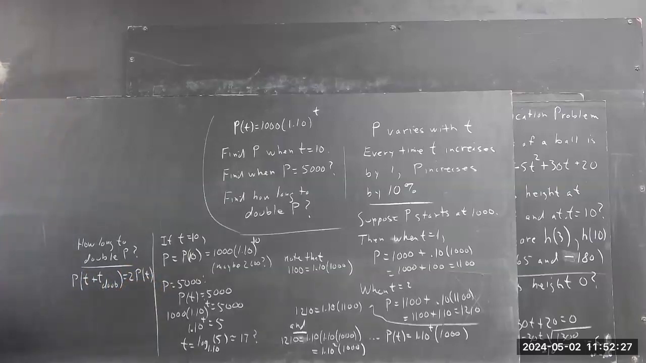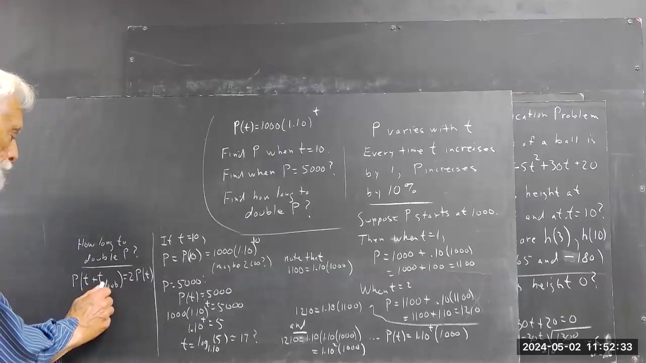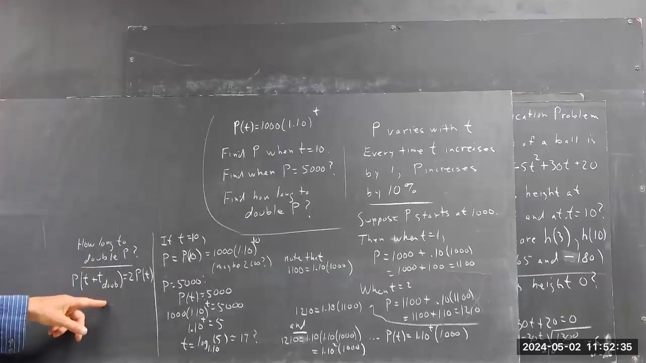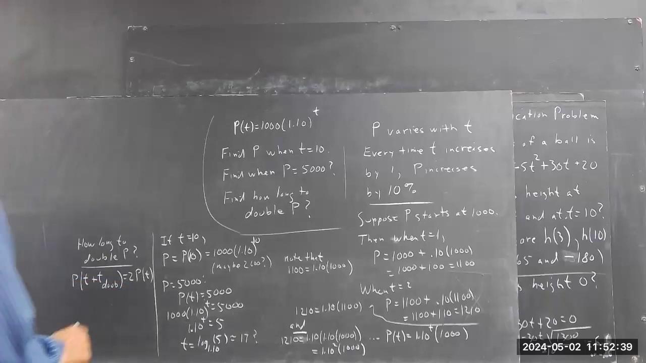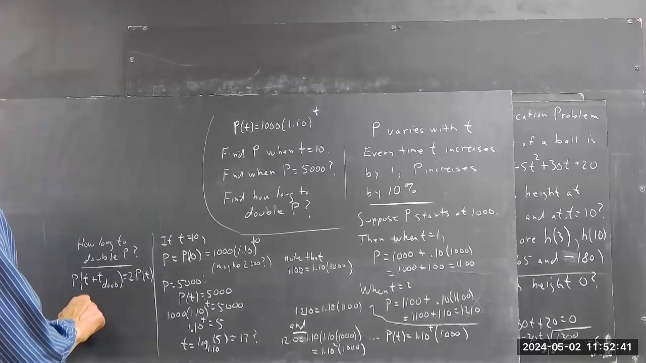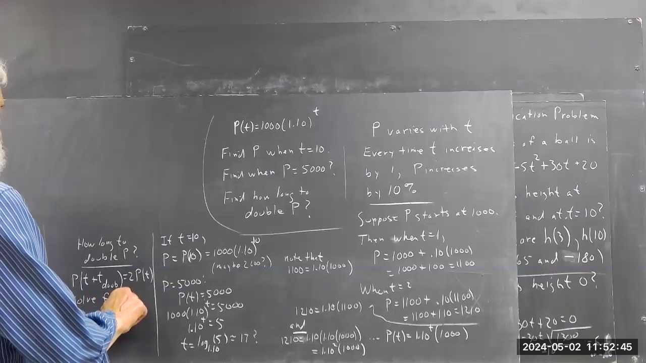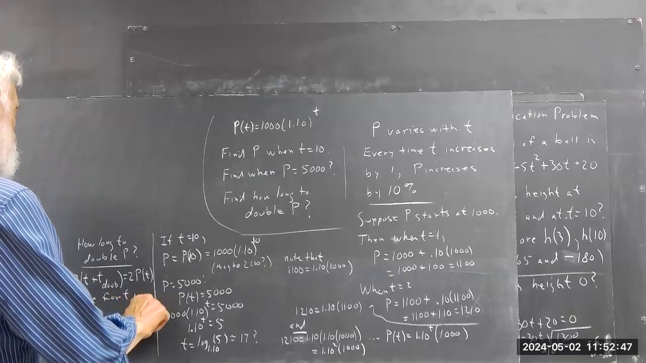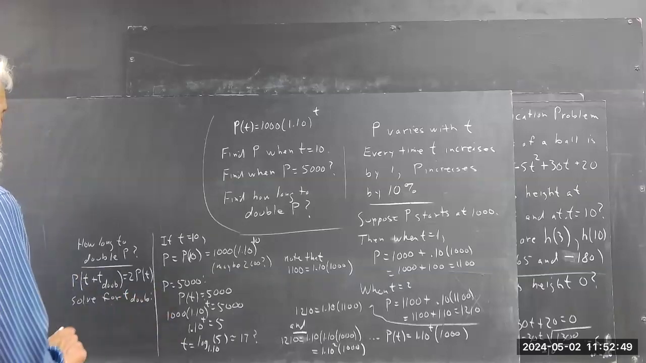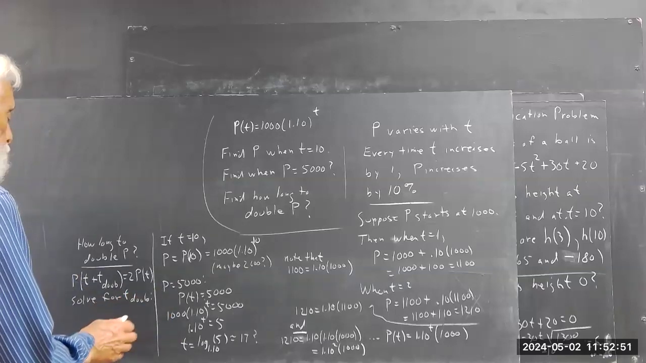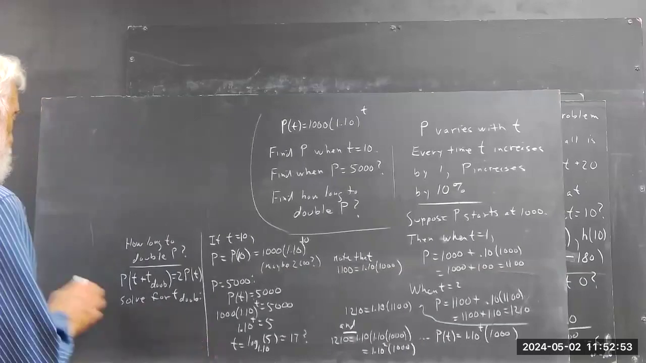I'm going to write this equation. P of T plus T sub dub, that's D-O-U-B, and that just means your doubling time. That's what you're trying to find. It equals 2P of T. We can solve this for T dub. First, we write out the equation, and I'll write it here because there are a few steps.